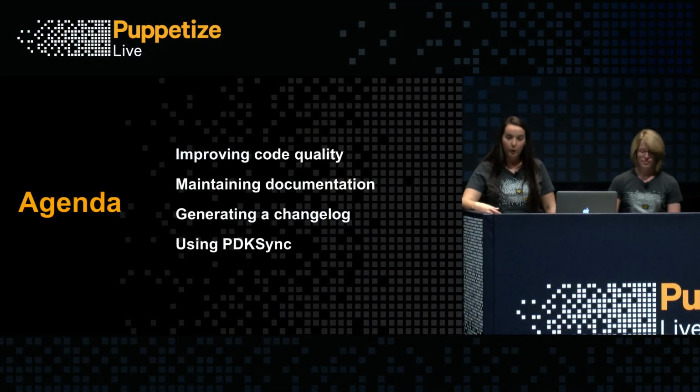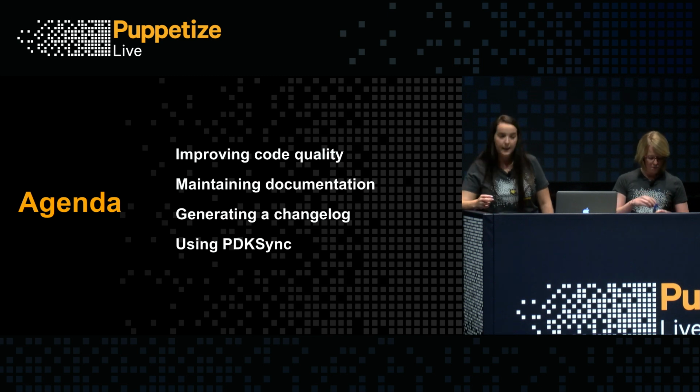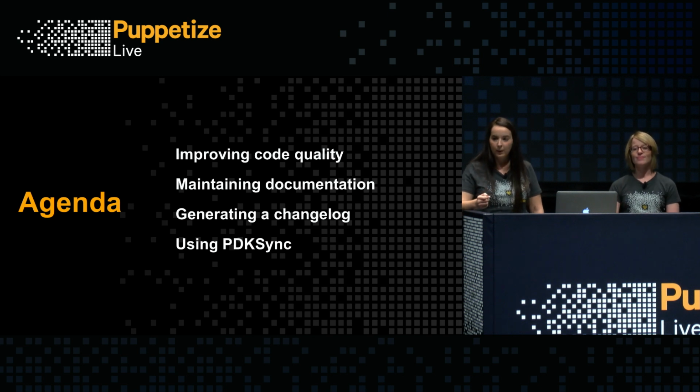So today in our talk, we're going to cover a few processes common to module development. Our aim is to show how we use these tools to help us along our way. The topics we will cover are code quality and how we can ensure it, the generation of dynamic documentation and keeping it up to date, writing a changelog in preparation for release, and then we're going to finish off with distributing changes to multiple modules.